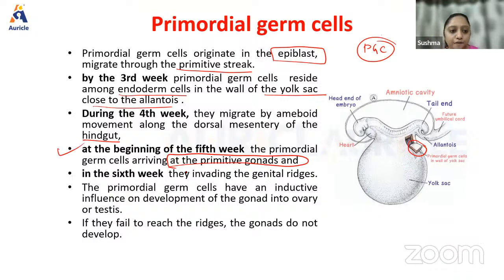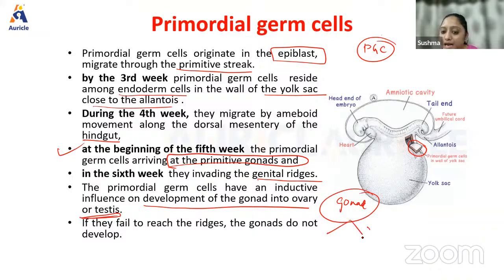At the beginning of the 5th week and the 6th week, they are invading the genital ridges. Now, PGCs have an inductive influence on the development of the gonad into ovary or into testis. Until now, the gonad that the embryo has two potentials. It can become a testis, it can become an ovary, but genetically, whatever the gender may be, XX or XY, doesn't matter. But now it has the potential to become both.